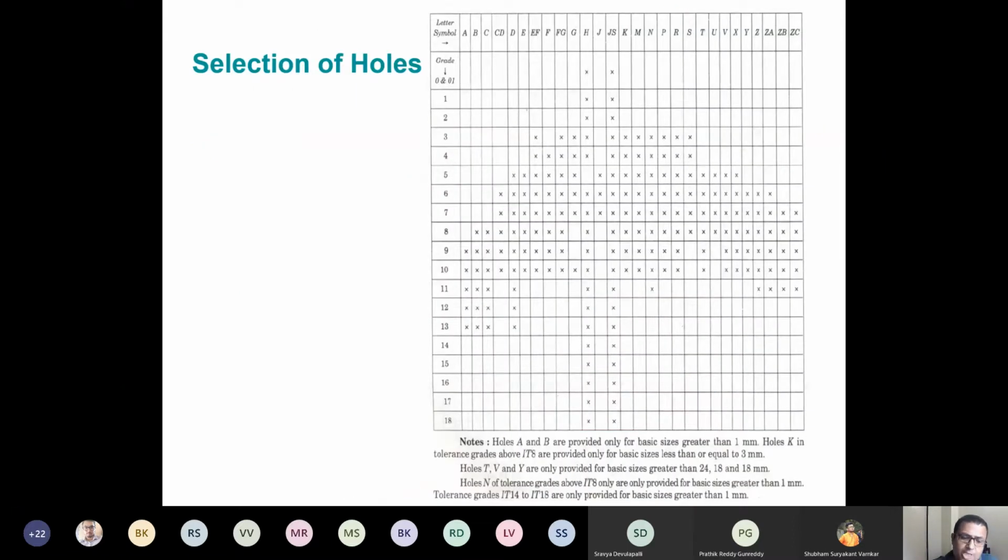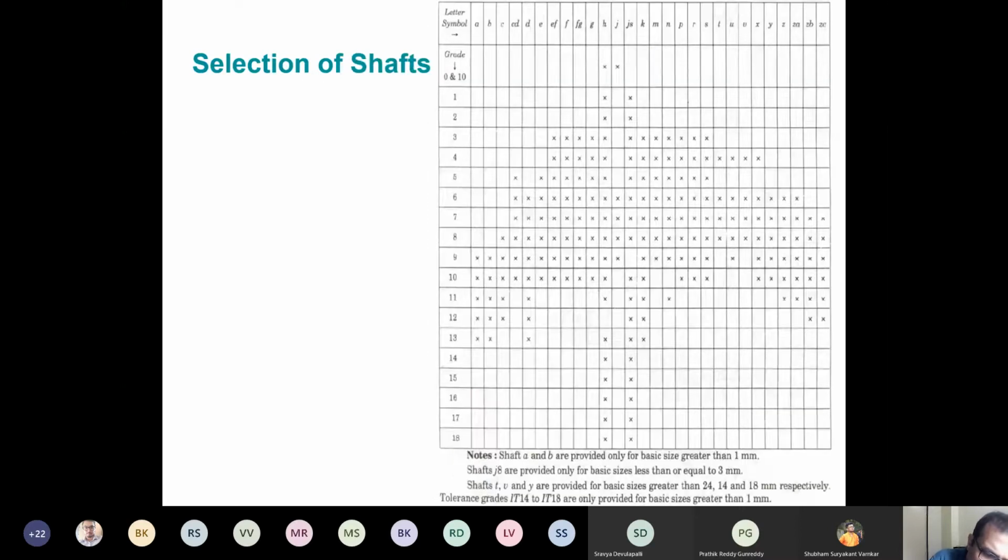And the selection of holes. So which holes you can select? These are the letter grades for 0 and 01 grade. You can have only H and JS. But as you go to coarser and coarser grades, right, these 1 and 2 are very tight tolerances. So there are certain kinds of fits which are allowed. But as you grow in your grades, this tolerance band becomes larger and larger. You have more combinations possible of shafts and holes.